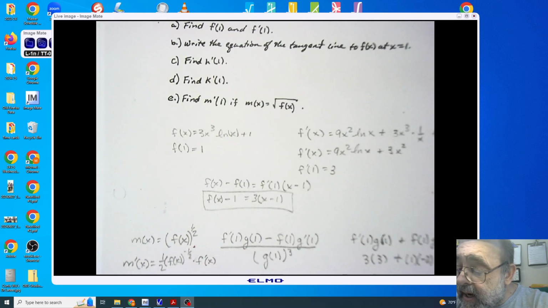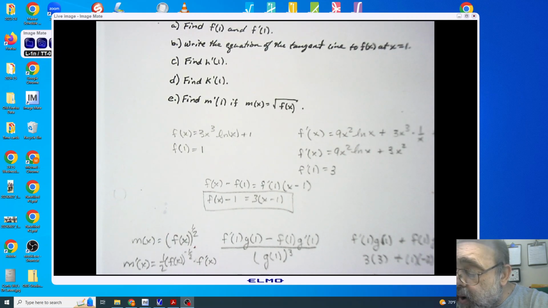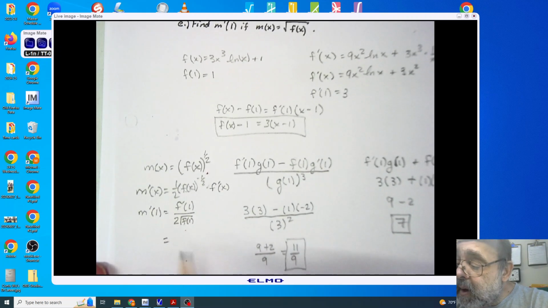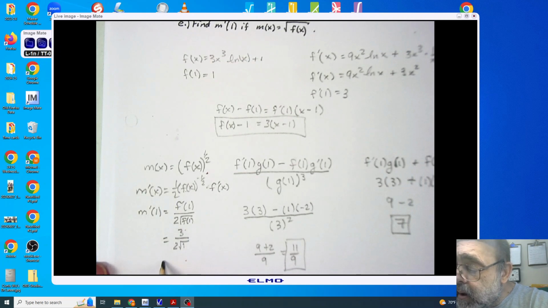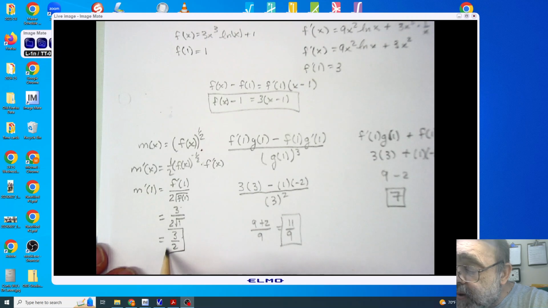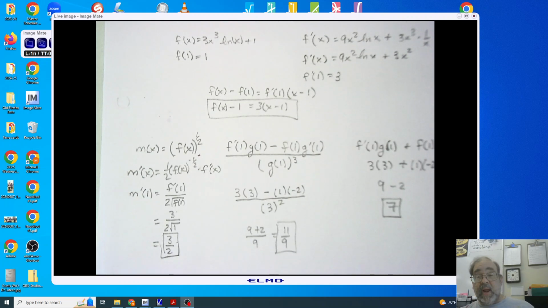We're now going to put this together as m prime of 1 is f prime of 1 in the numerator because it has a positive exponent, and then we have 2 square root f of 1. Substituting my known values into this, I can see that I have 3 over 2 times the square root of 1, and the square root of 1 is 1, which leaves me with 3/2. And therefore, m prime of 1 is 3/2.